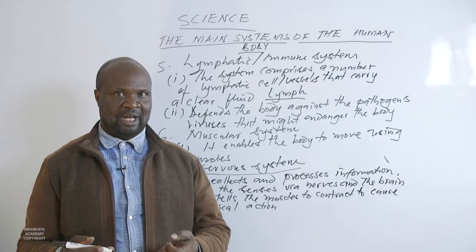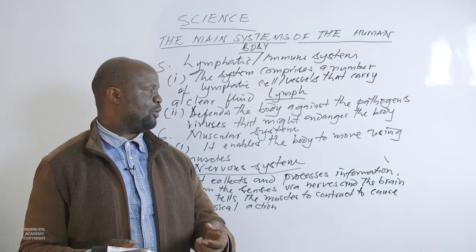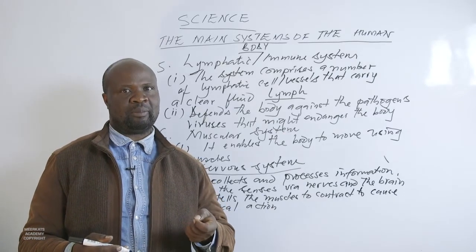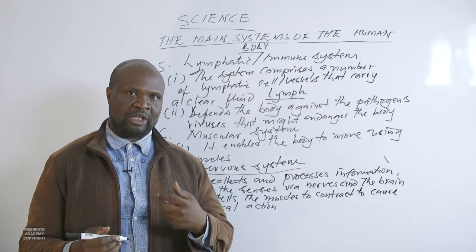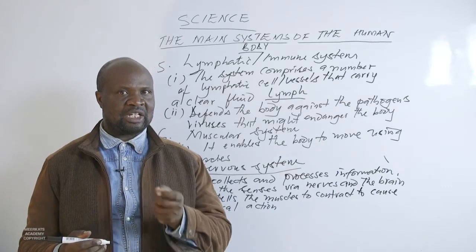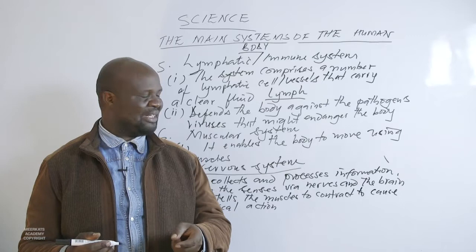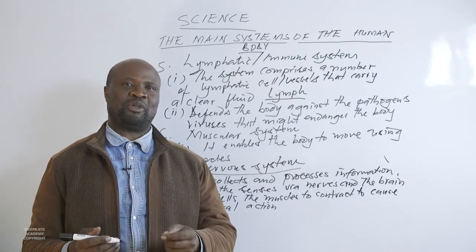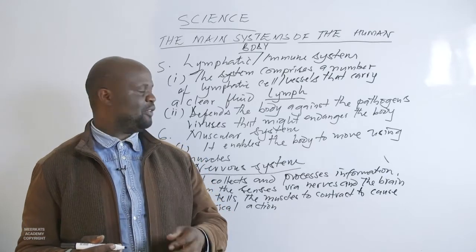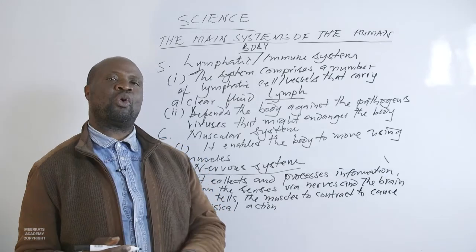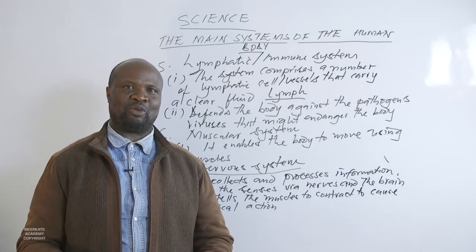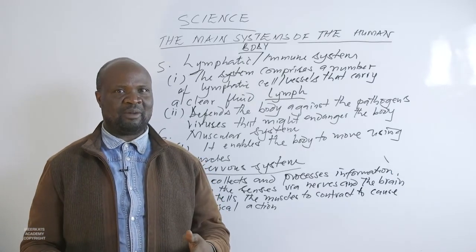We have the eyes. Eyes will collect information, and when you collect this information, the information is sent back to the brain. The brain as an organ will interpret that information and give an appropriate message. This appropriate message will tell the muscles what to do. The muscle will contract, and if the muscle contracts, then it will cause a physical action. This physical action can be in terms of movement or lifting something and so forth.